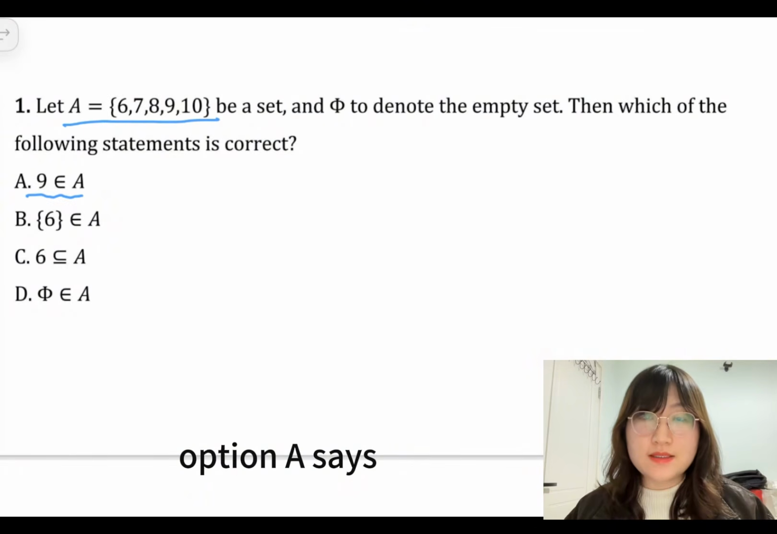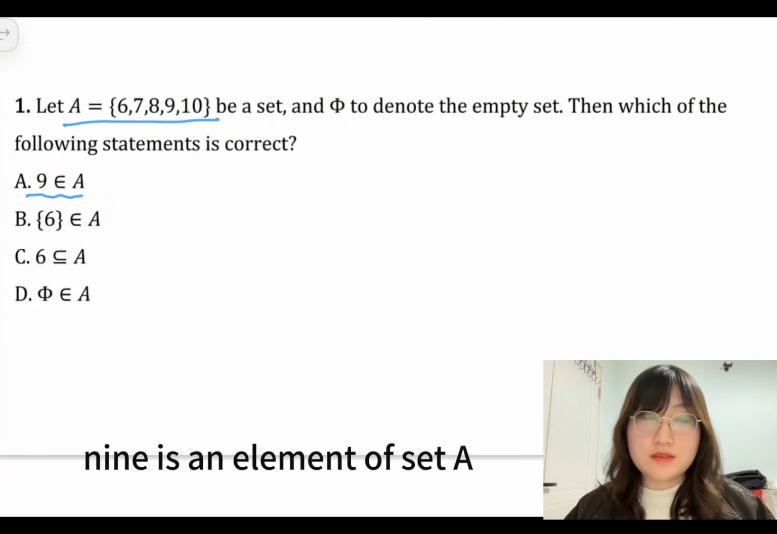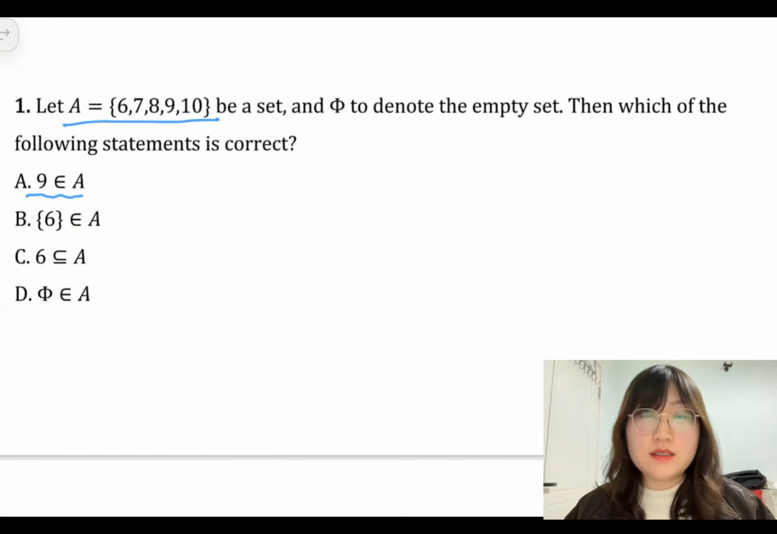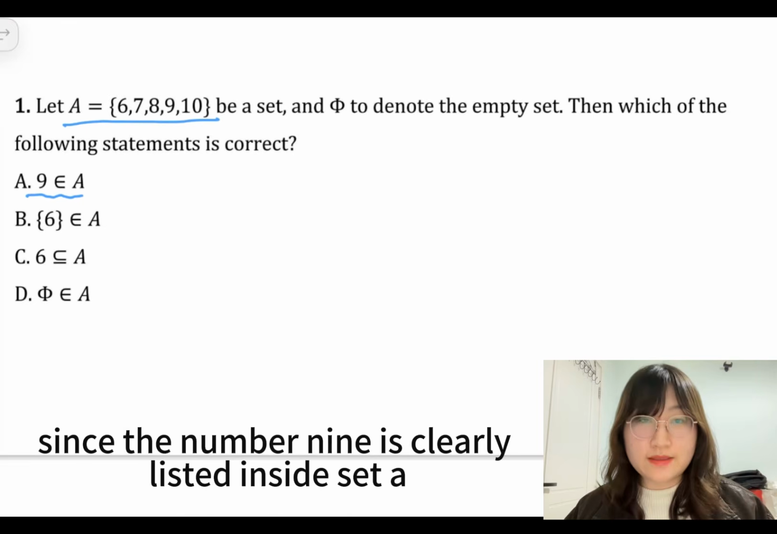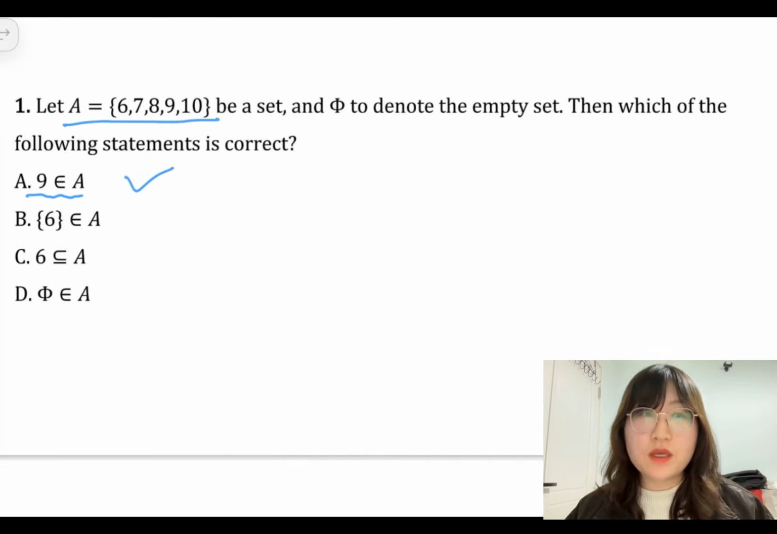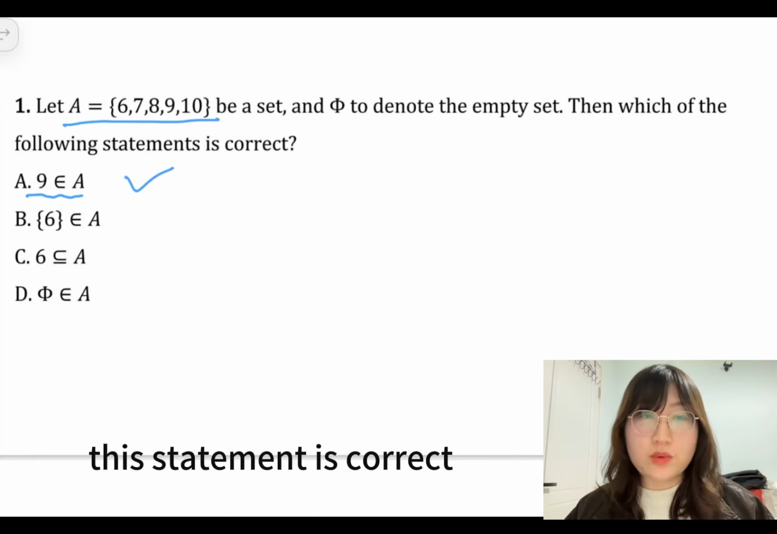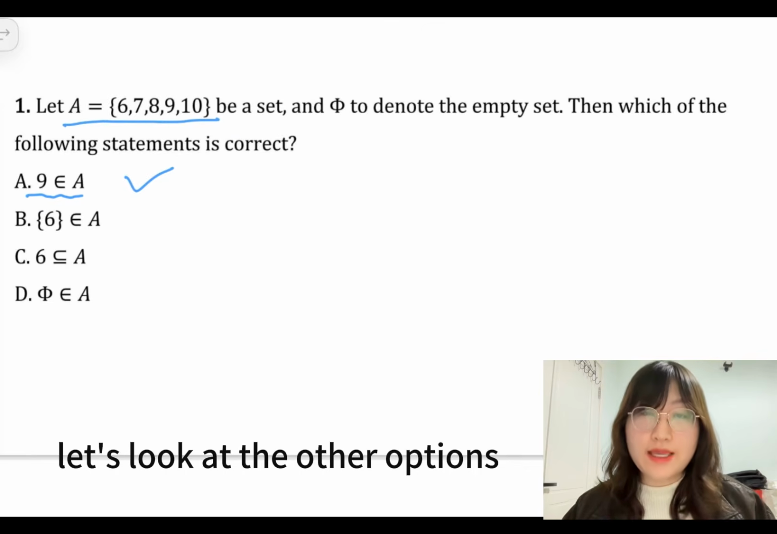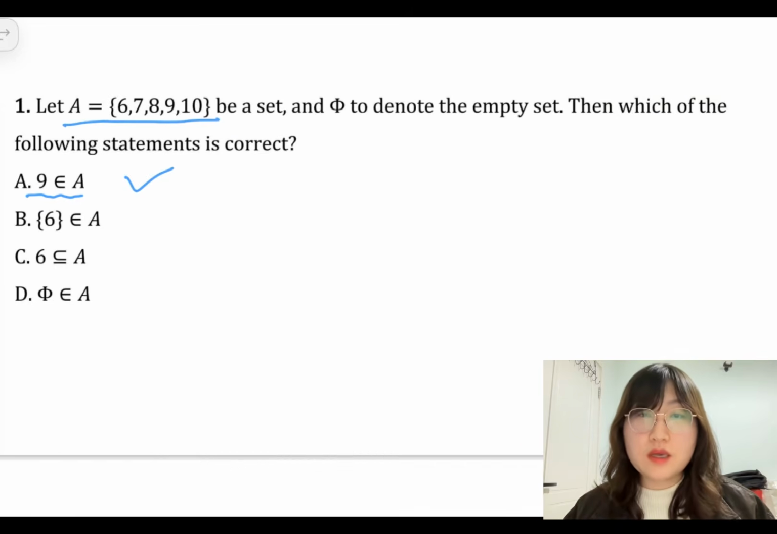Option A says 9 is an element of set A. Since the number 9 is clearly listed inside set A, this statement is correct. Now, let's look at the other options.